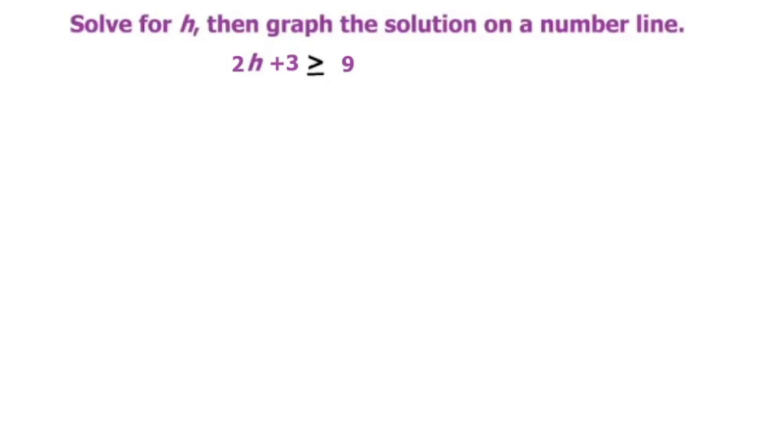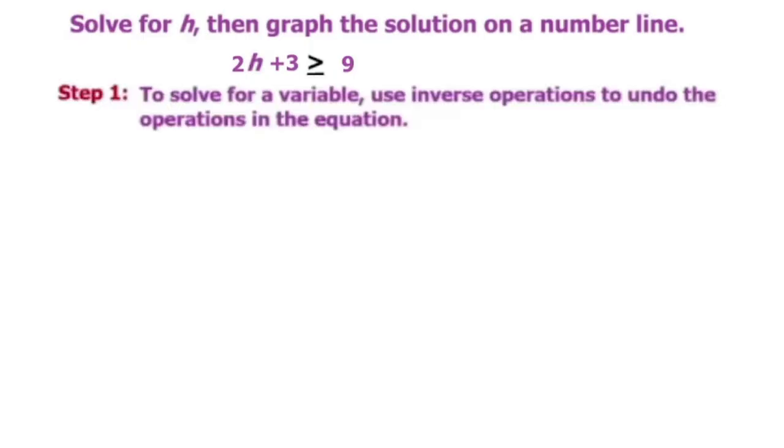In this lesson, we're going to solve a two-step inequality and then graph it. So if we have a problem like this that says solve for h, then graph the solution on a number line. And here we have an inequality: 2h plus 3 is greater than or equal to 9. Okay, first thing to do is don't panic. We're going to go through this step by step and it'll make a lot of sense, okay?